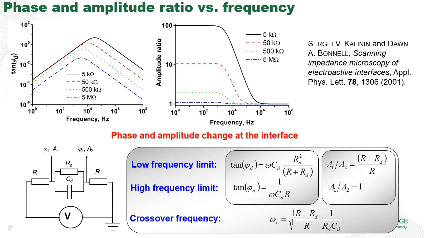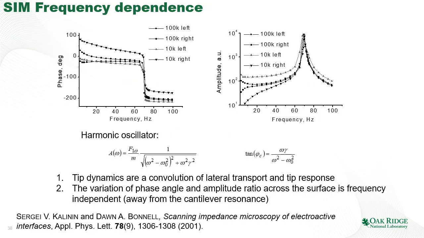However, once we have these measurements configured, we can calculate how our phase shift and amplitude ratio will change across the interface. For example, these are the calculations for the Schottky diode and the changing circuit termination resistors, and we can experimentally measure it. Now, of course, experimentally, we are not measuring the amplitude and phase of the voltage across the surface. Experimentally, we measure amplitude and phase of the cantilever, which is excited by the voltage. And we know that there is a relationship between the amplitude and phase of the excitation force and the cantilever response, given, for example, by a simple harmonic oscillator model.